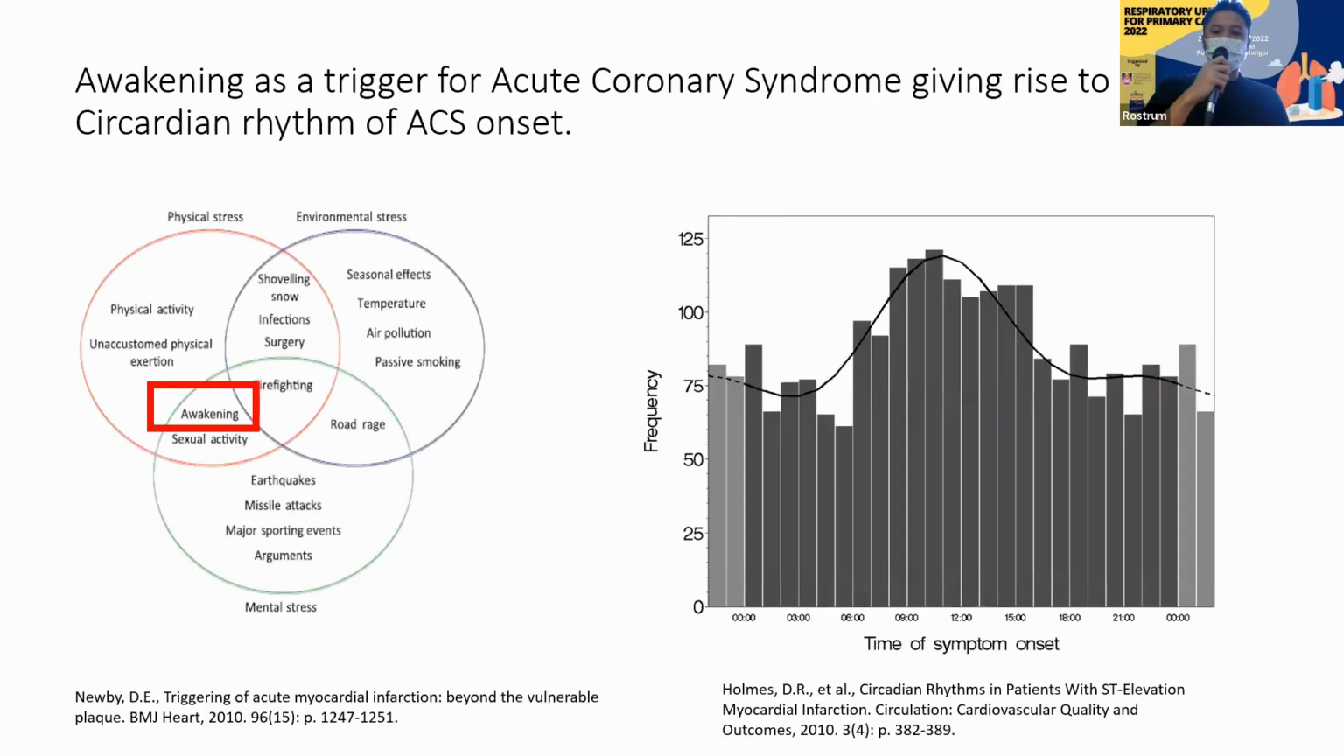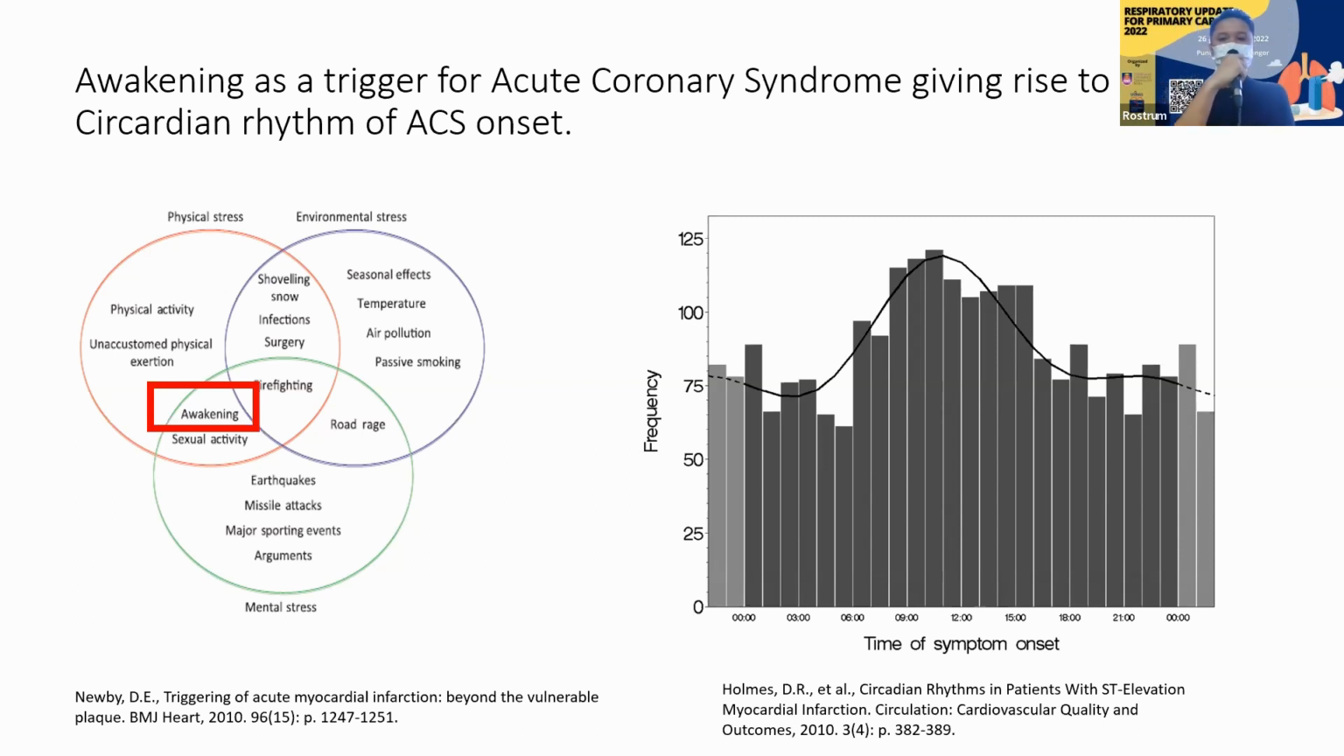As you are all aware, acute coronary syndrome happens when there is a sudden acute plaque rupture in the coronary artery. Most of the time, there is an identifiable trigger. Why does the unstable plaque rupture to cause the acute coronary syndrome? Well, Newby et al. identified triggers can be from physical or environmental or any mental stresses.